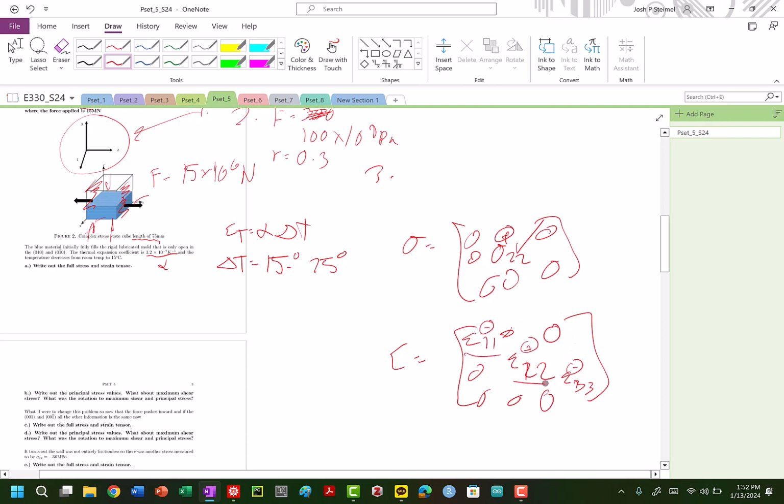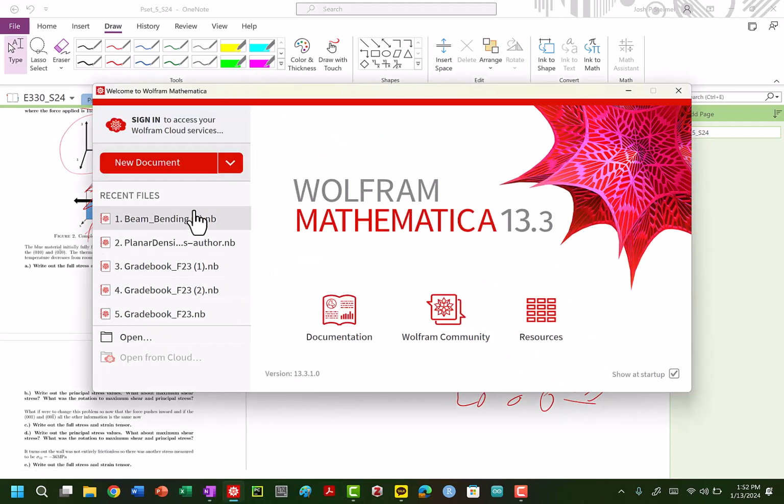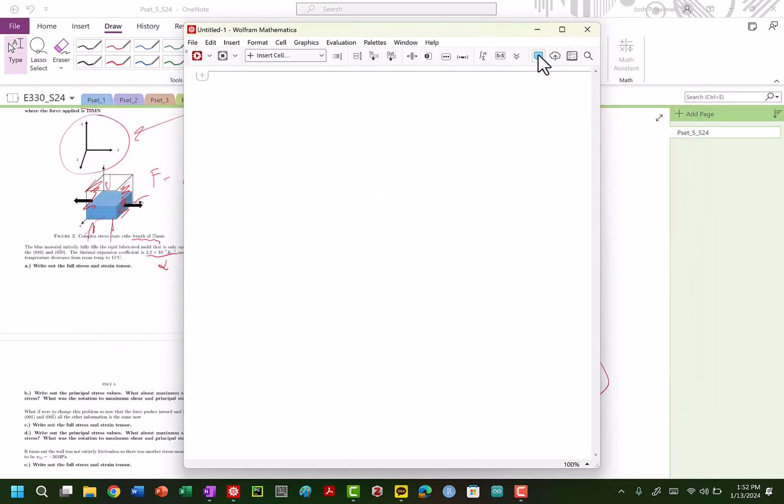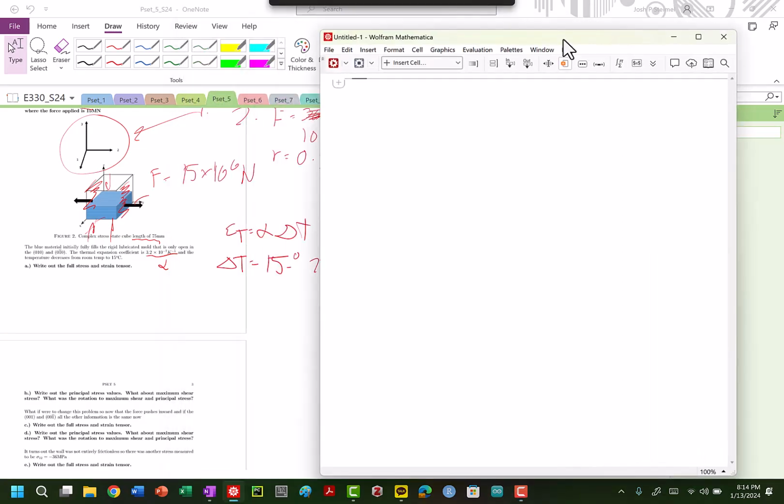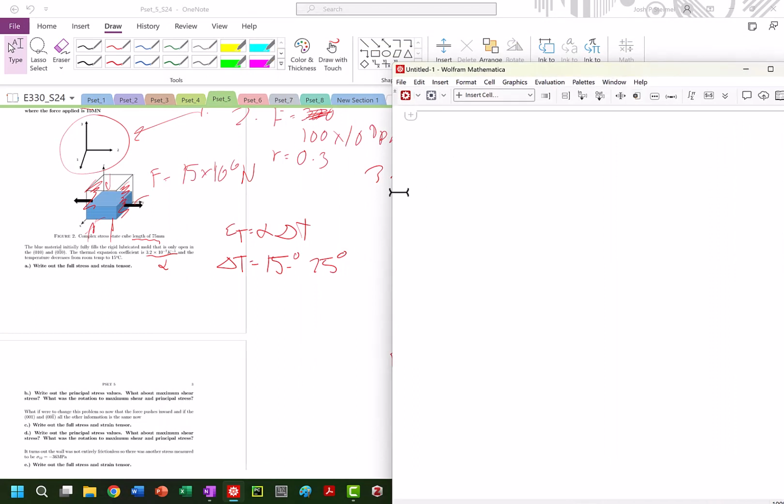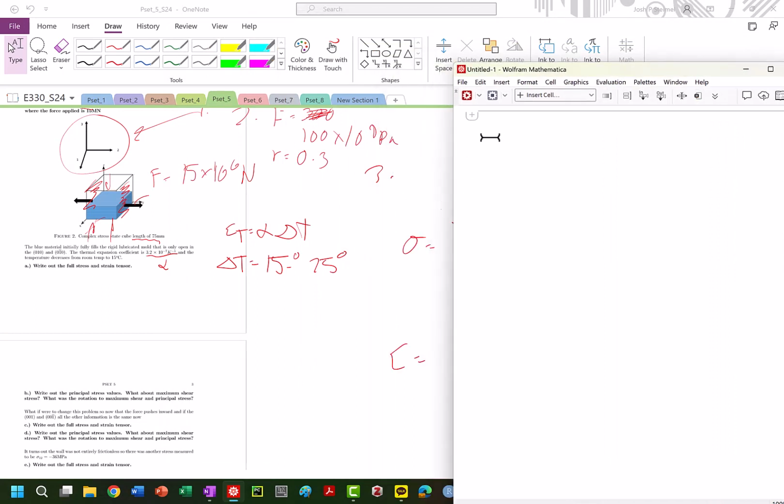I don't know this, this, or this. So let's go ahead and solve. So let's set up our Mathematica notebook here, so we can start to define our knowns and set up our equations in Mathematica.